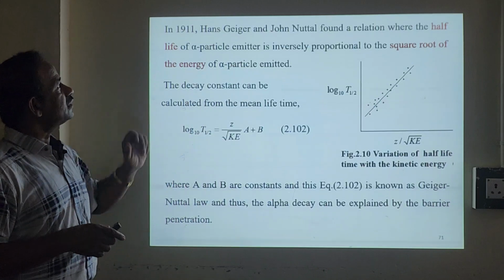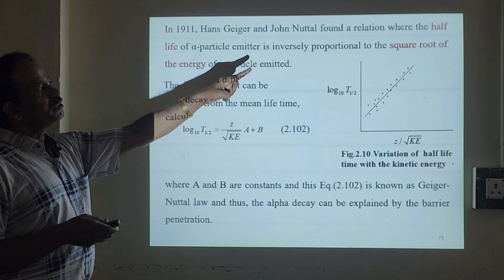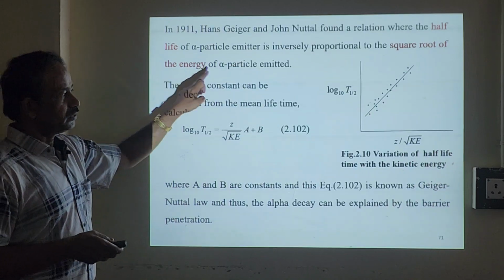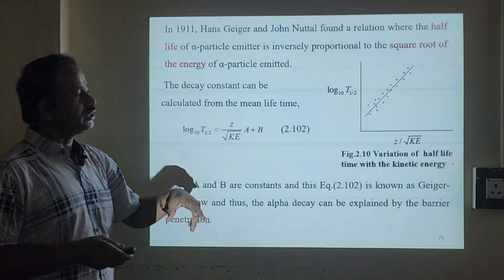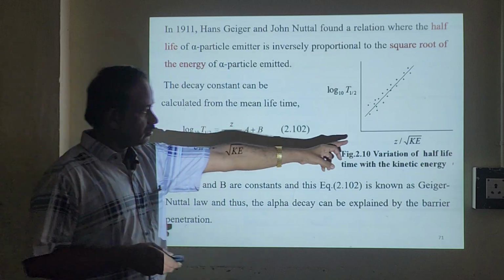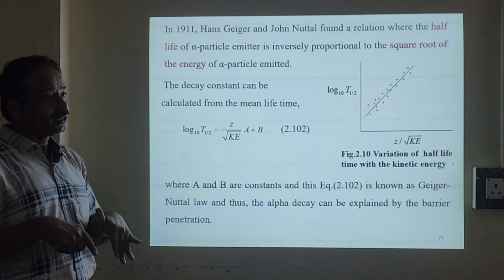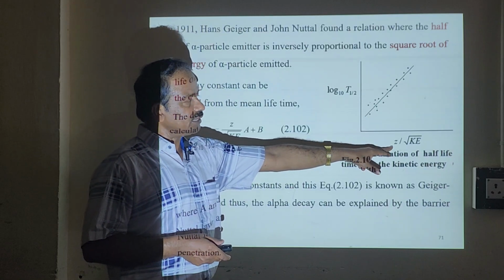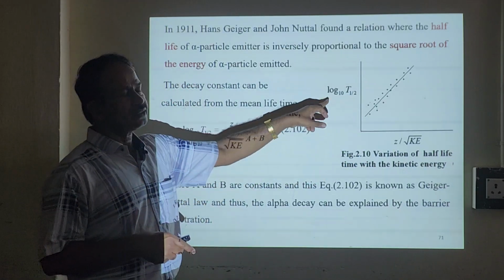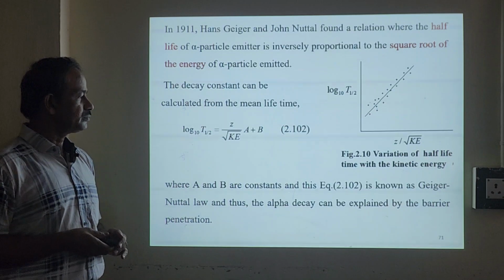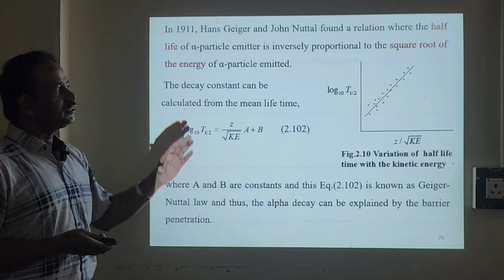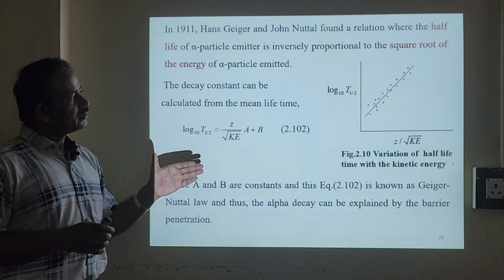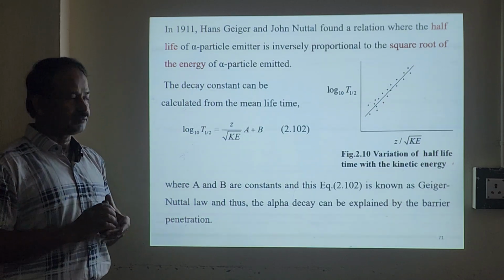It clearly says that this is proportional to the square root of the kinetic energy of the alpha particle emitted. So which we have drawn between the x-axis, Z by root of kinetic energy, and the y-axis, the half-life period. This experimental data clearly explains the quantum tunneling, and after that people started doing a lot of experiments.